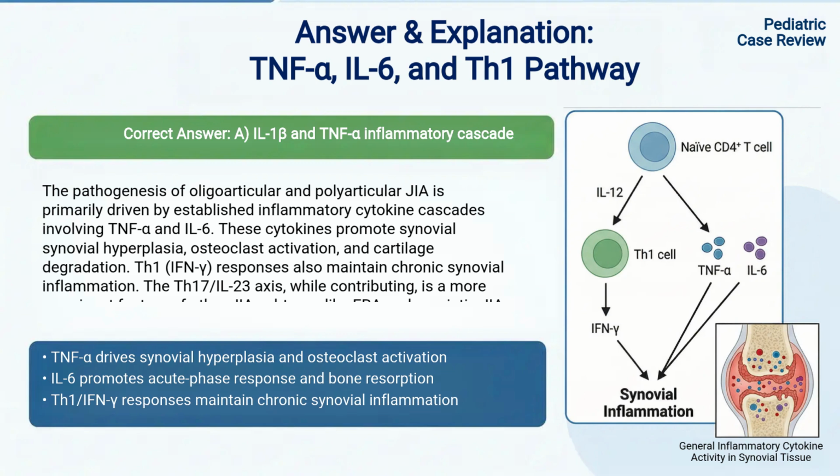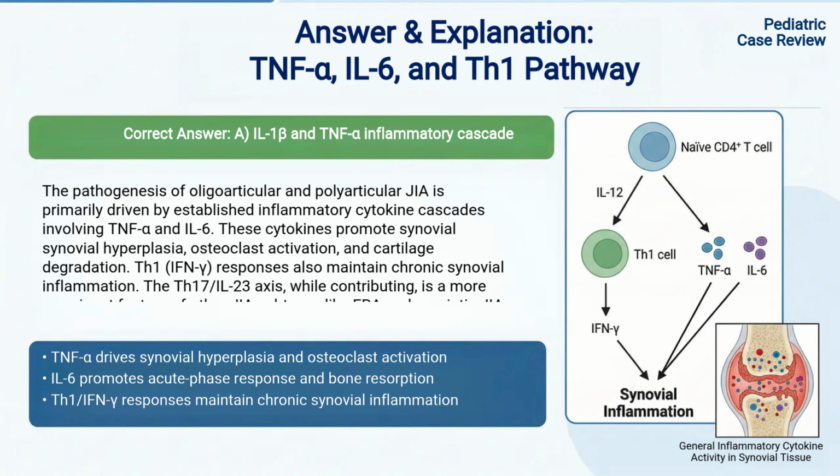T helper 1 response, mediated by interferon gamma, also maintains chronic synovial inflammation. The T helper 17 and interleukin 23 axis, while contributing, is a more prominent feature of other subtypes like enthesitis-related arthritis and psoriatic juvenile idiopathic arthritis.